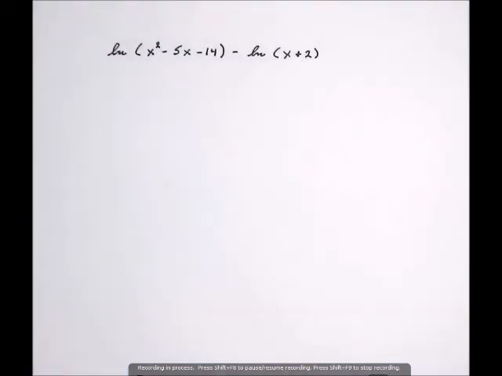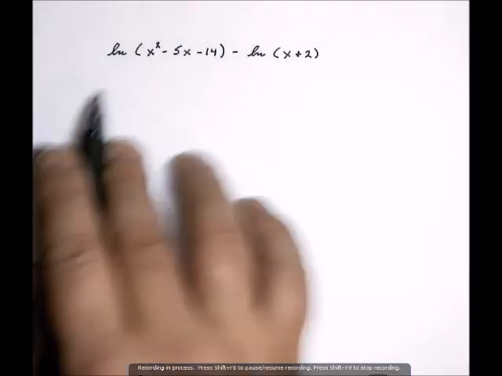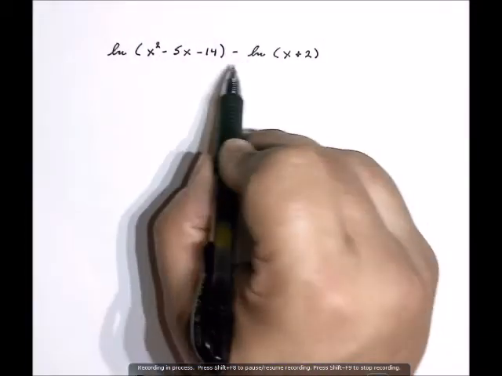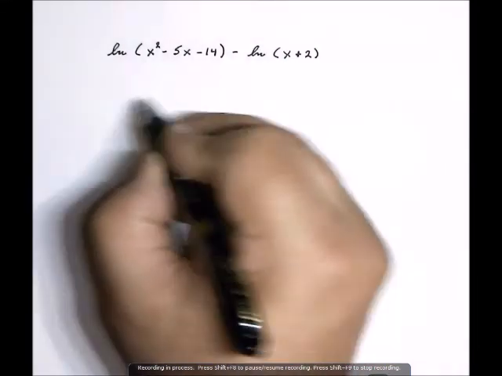Let's try one more. All right, when I combine these together, it's a minus, so the natural log of x plus 2 is going on the bottom.